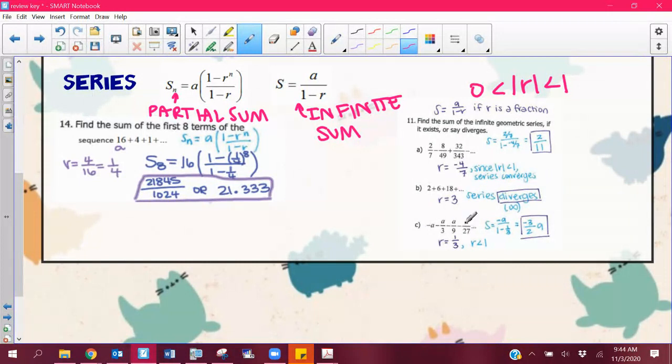This last one, it's a little bit harder to see because there's an a in it every time, but my common ratio here is 1/3. So it is a fraction, so I can use this formula, S equals a over 1 minus r. That just means I'm going to have some letters left in my answer. That's okay. So I'd have -a as my first term, divided by 1 minus my common ratio, which is 1/3. Then I can simplify that down to -3/2 a. Okay, so again, you have to look and see if your common ratio is a fraction, and that means that you can, in fact, take an infinite sum.